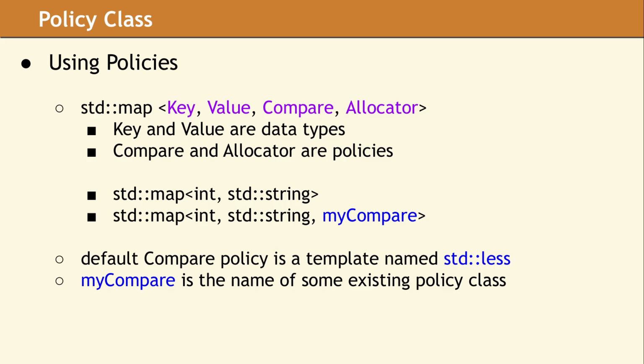The default implementation for the compare policy is a template class which is in the standard library. It is called std_less, and it compares elements using the less than operator and places the keys in ascending order. The allocator parameter indicates how the container should acquire and release memory. By default, the standard allocator is used, which simply calls the new and delete operators.